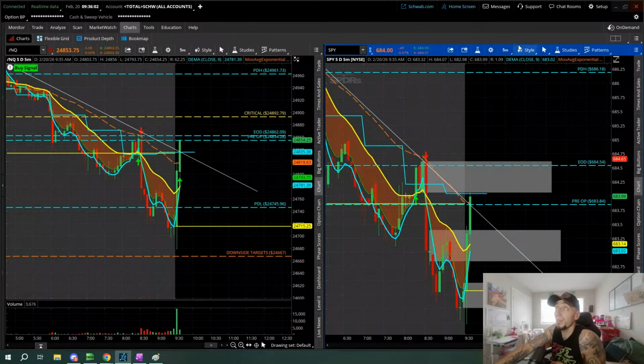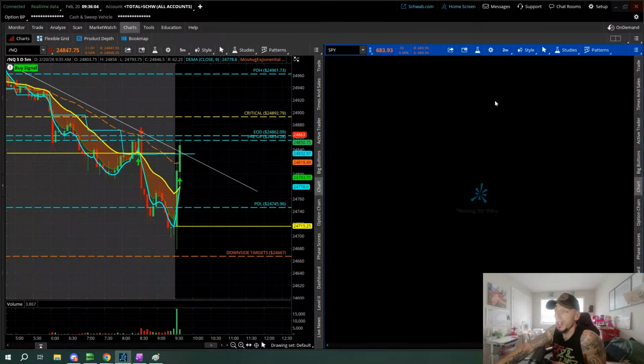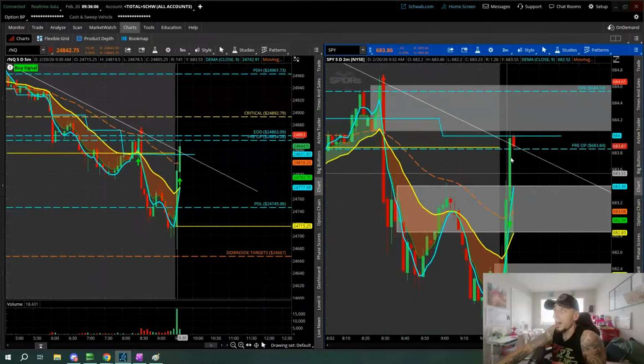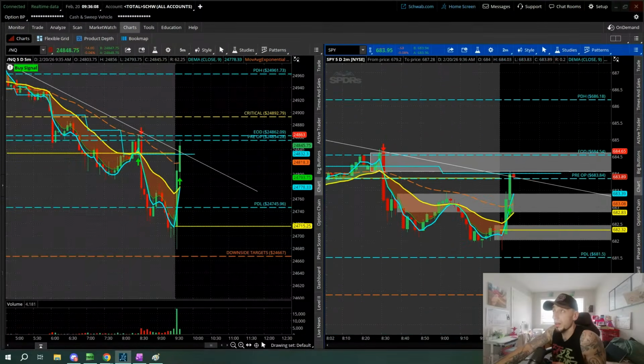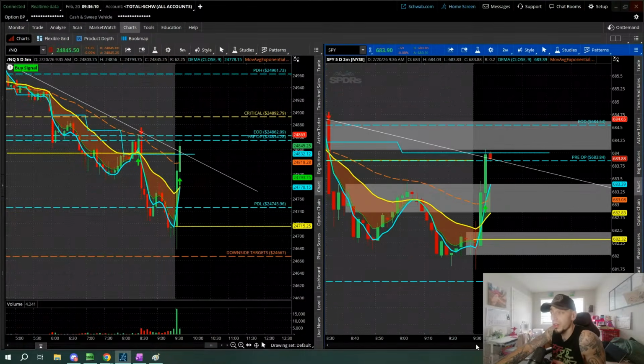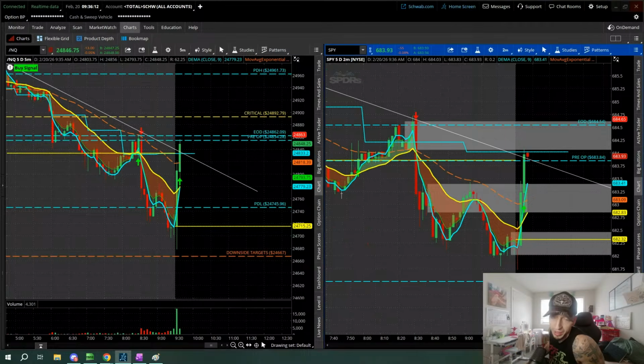Once again, I really do not like large candles and large wicks. It's a sign that the market might be relatively choppy. So once again, the money isn't made in your winners. It's made in your ability not to continuously lose by making stupid decisions in the market, right?